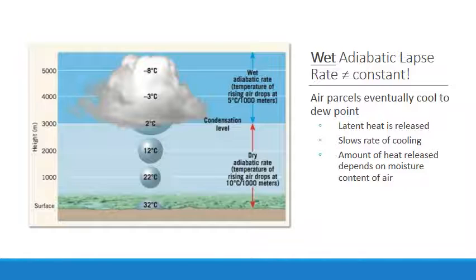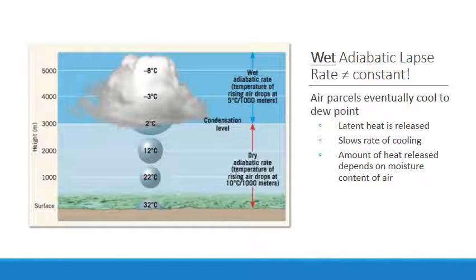Why is the wet adiabatic rate not constant? All right, this is a tricky issue, but once saturation begins, we lose latent heat energy. Let me go through this a little bit more carefully. So if an air parcel rises high enough in the atmosphere, and you can see this is just like the last slide, we're cooling at 10 degrees C per 1,000 meters. So here's 22 degrees C at 1,000 meters. That tells me that the surface must be 32 degrees C. So it's a warm day.